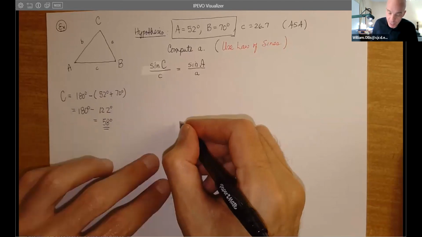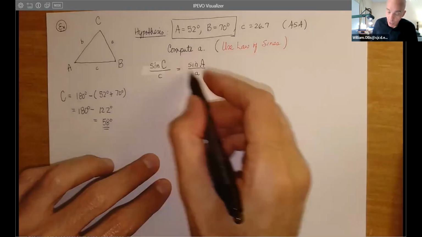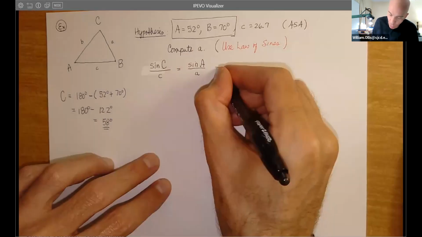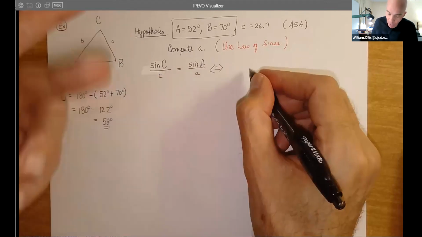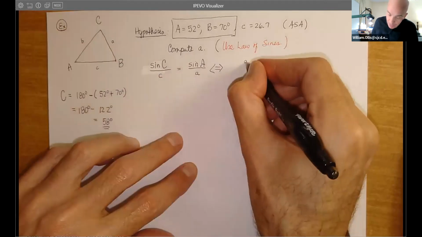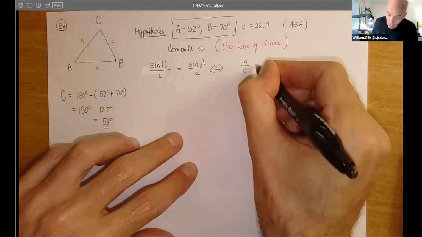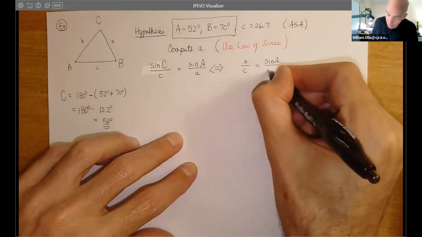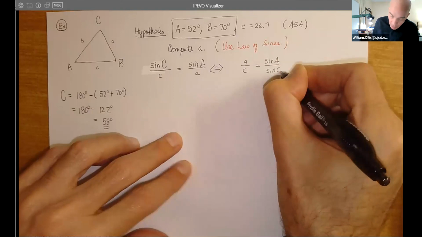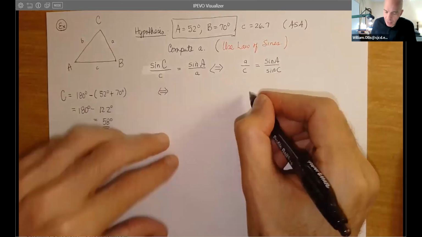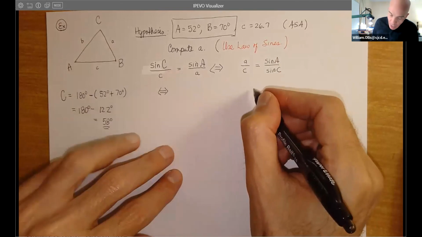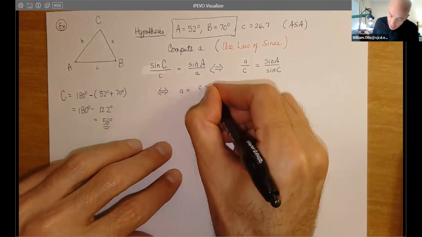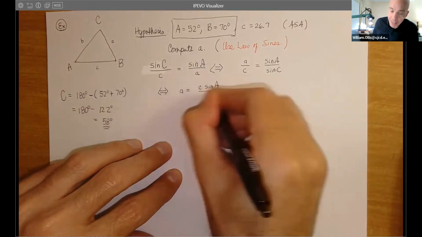So now we know the lowercase c, and we know the uppercase A, but not the lowercase a. So now, if and only if, let's just go ahead and do the flipping around. So we have a over c equals sine A over sine C. If and only if. You can do this in one step, but just to give you practice working with proportions. So now a will just be c times sine A divided by sine C.